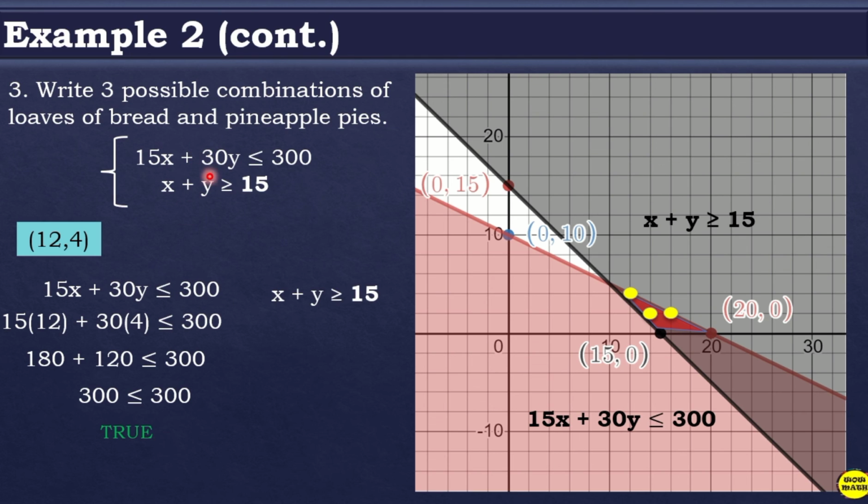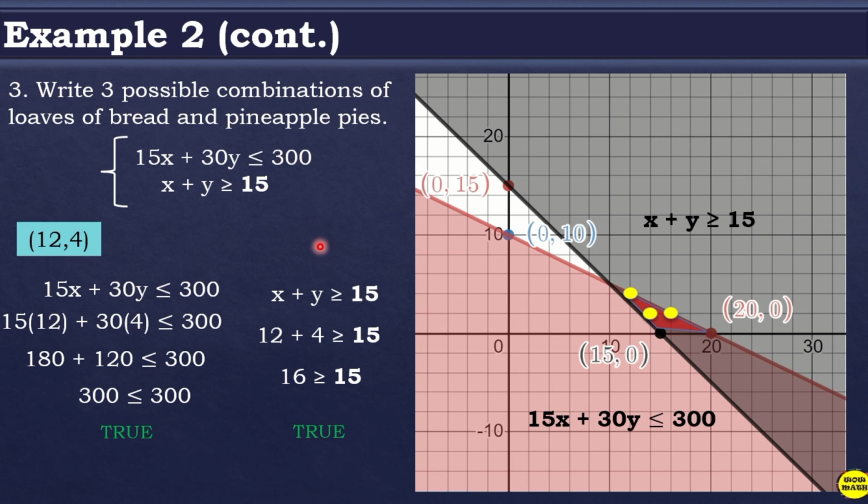Check natin doon sa second inequality kung magsasatisfy din siya. So, 12 and 4, substitute natin. So, this is 16. Okay? And 16 is greater than or equal to 15. So, mas mataas naman siya sa 15. So, this is true. Okay. So, ibig sabihin, pwede rin gumawa si Angeline ng 12 na loaf bread and then 4 na pineapple pie. Pasok pa rin po iyon sa kanyang budget. Hindi siya lalampas ng 300, kasi dapat, ito ang maximum budget expenses.